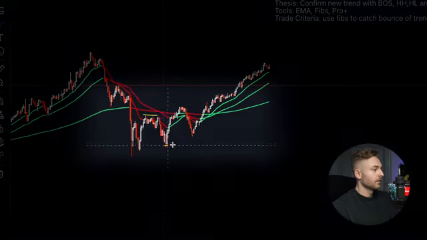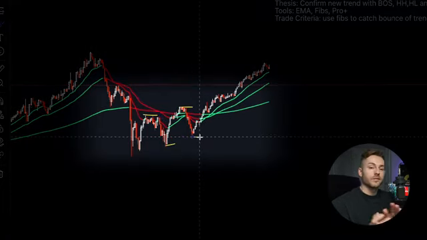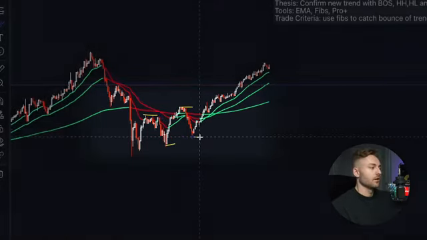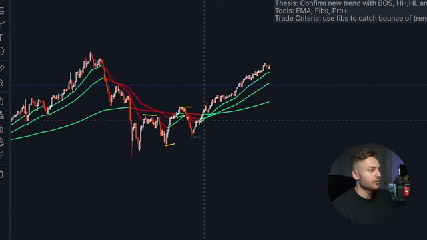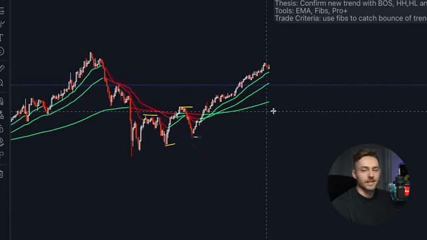We have a high here, a low here, a high here, and a low here, which is confirming that we do have a continuation of a trend. The third thing that we need to check is our 20, 50, and 200-day moving average showing green, meaning that all of these are layered on top of each other.